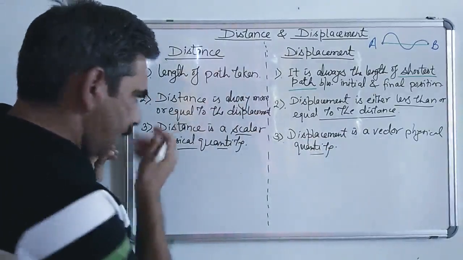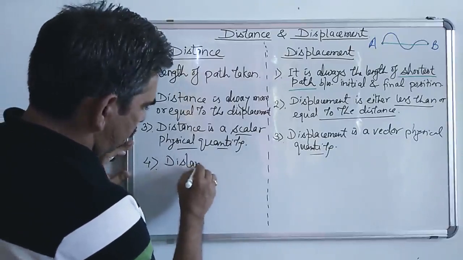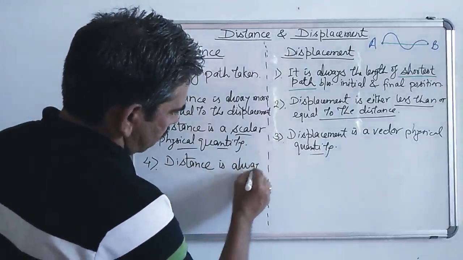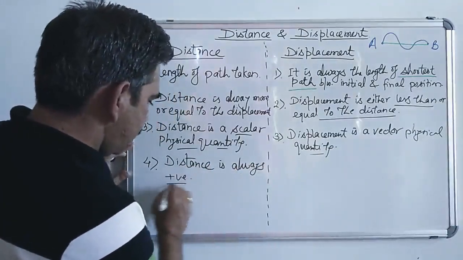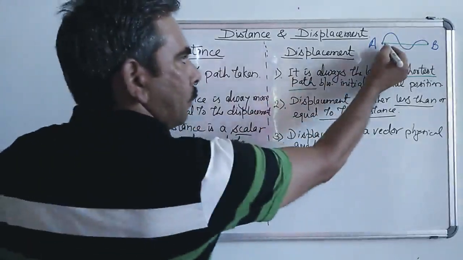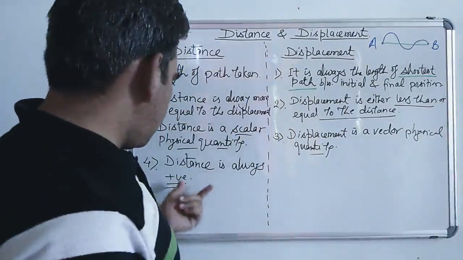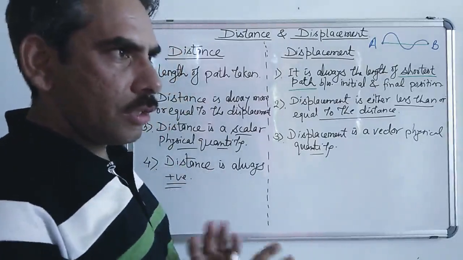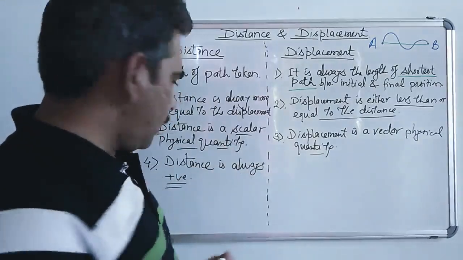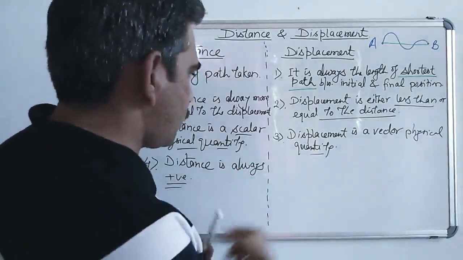Fourth point of difference is that distance, whenever the journey begins, is always positive. Distance always has some value, whenever the journey has begun and the position has changed. It simply means that as the journey has started, the object has come into motion, it started covering distance, and it is attaining some positive value.